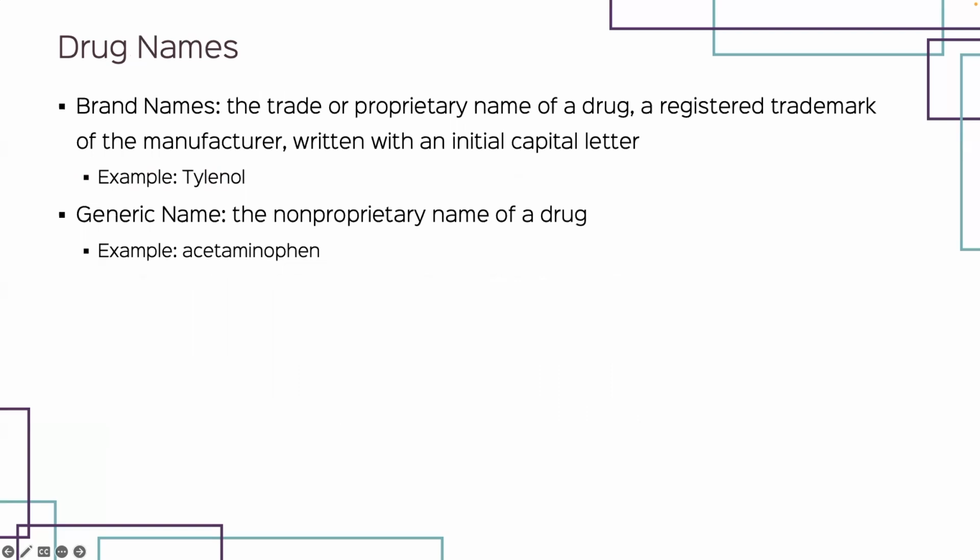When we talk about drug names, then you'll have brand names and generic names. So our brand names are going to be that proprietary name of a drug, such as Tylenol. But then if you go to Walgreens or Walmart or Kroger and you get the generic of it, then it's going to be acetaminophen. It may say compared to Tylenol because it is the same ingredients, but it's not being branded underneath that proprietary name Tylenol.